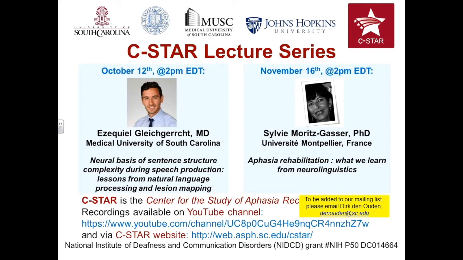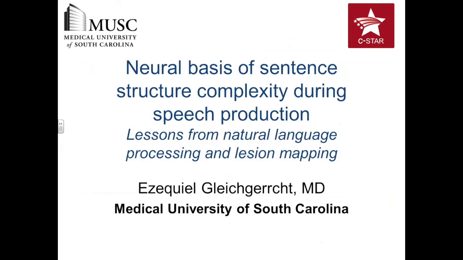It's an honor to give a lecture in the C-STAR series where so many great researchers who inspire me have given lectures. And today we'll be talking about the neural basis of sentence structure complexity during speech production. And that's just a very, very long title, mostly to summarize the two resources that we'll be using to talk about how we try to explore the way the brain processes syntax and sentence structuring as we produce speech. So we'll be talking about natural language processing and lesion mapping.